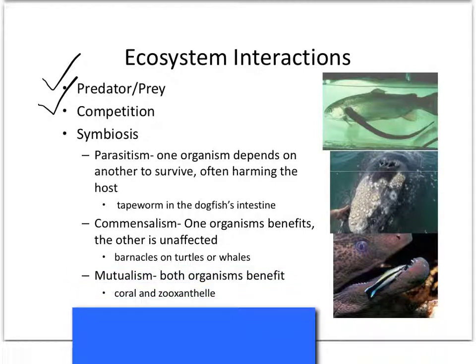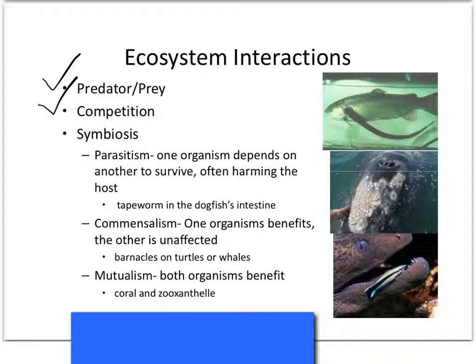And then the last kind would be mutualism, where both organisms benefit. A good example of that would be coral and the zooxanthellae, which are the little photosynthetic organisms that live inside them. The zooxanthellae, they do photosynthesis, and they make sugars and things like that, which they give to the coral kind of as rent. The coral is the structure for them to live in. So the coral gets some food, zooxanthellae gets a house, everybody benefits.